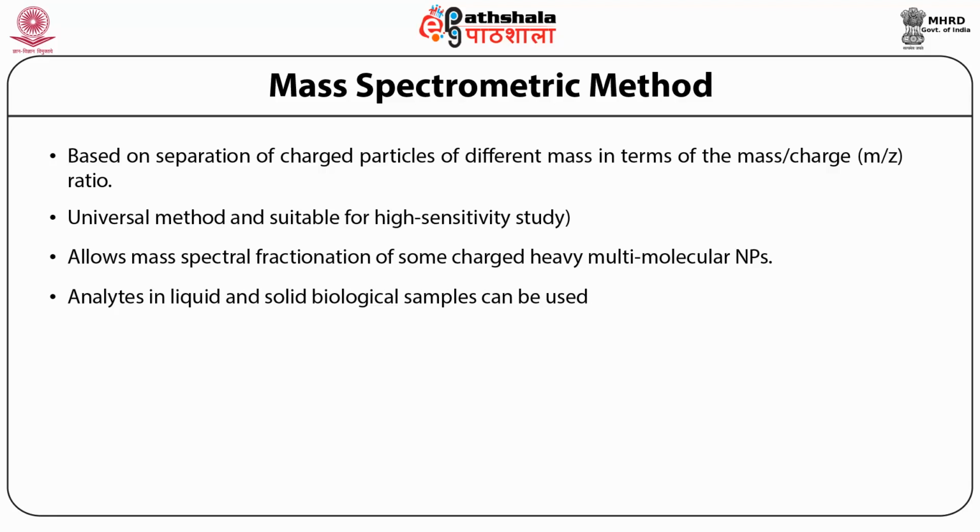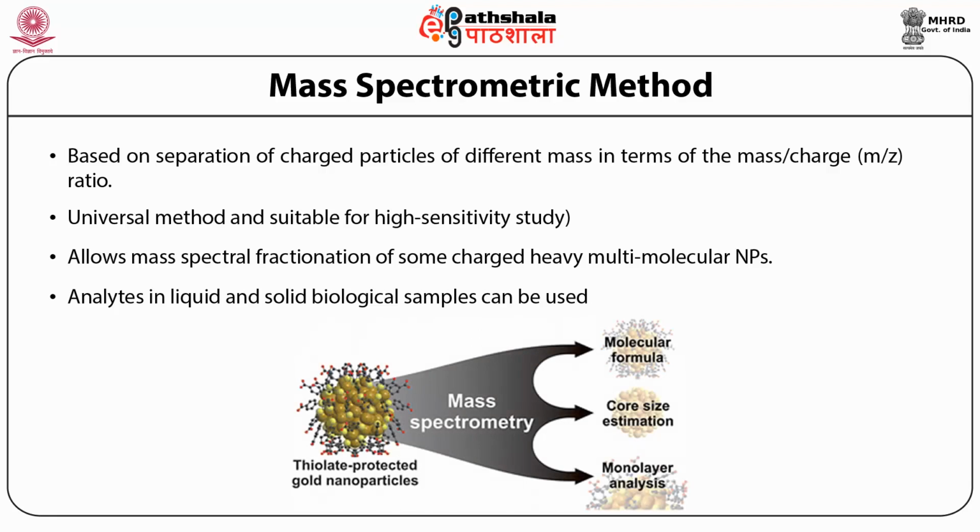The most commonly used ionization methods in mass spectrometry include electrospray ionization, matrix-assisted laser desorption ionization, we call it MALDI, and inductively coupled plasma ionization. The coupling of a suitable mass detector like the one with the TOF analyzer, it means time of flight, with a separation technique like liquid chromatography and electrophoresis increases the applicability and sensitivity many folds.